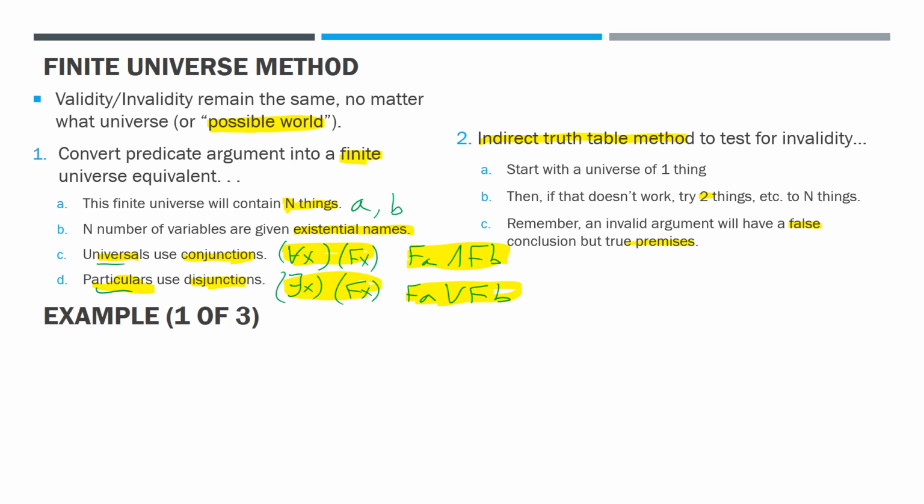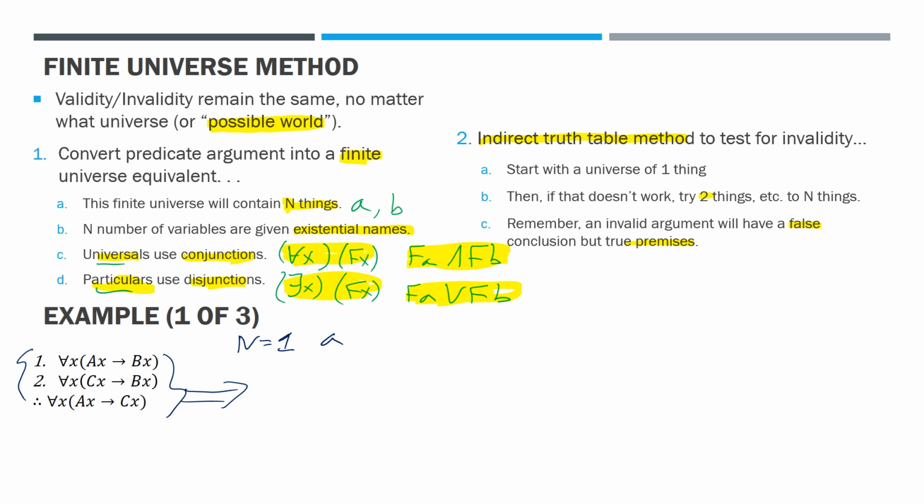Let's think about a concrete example because that's the best way to learn this. So we have this argument, two premises, and a conclusion. We're going to try a universe with only one thing in it. Okay, so let's say we have n equals 1. There's only one thing, and we'll call that A. So we're going to translate this into this finite universe with only one thing.